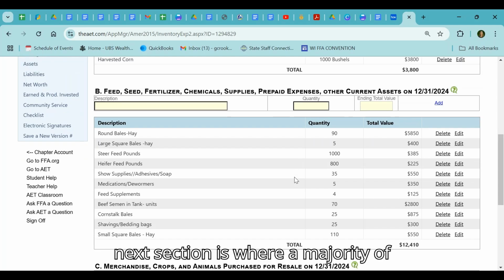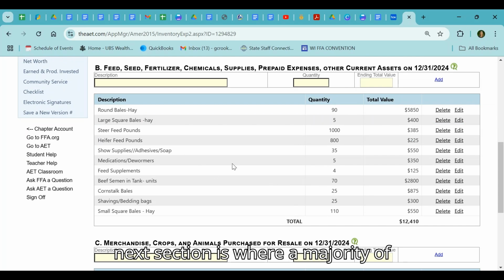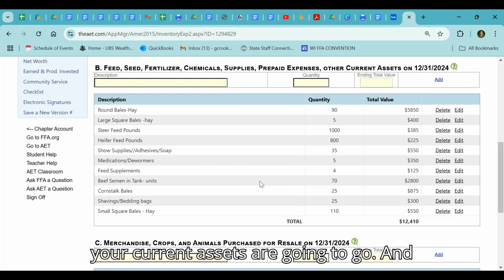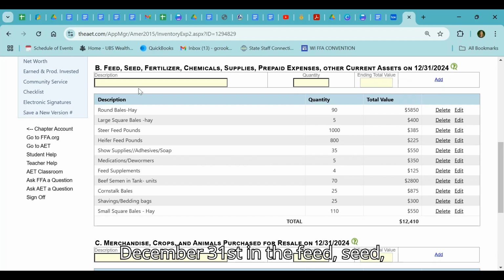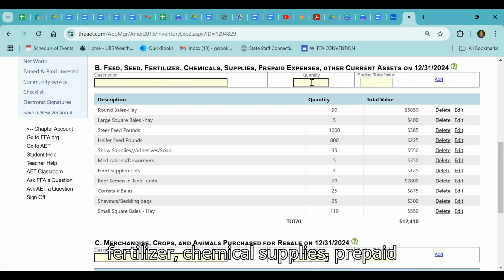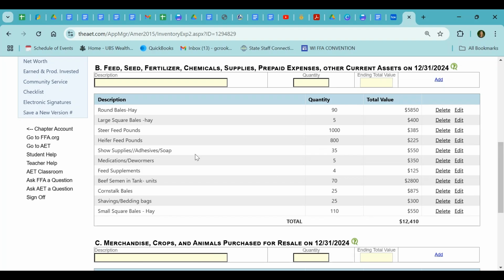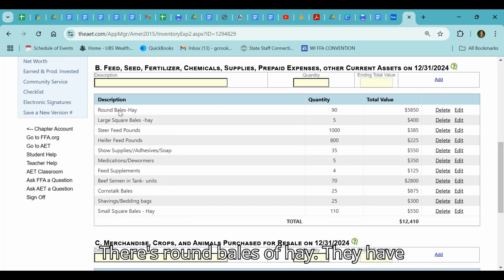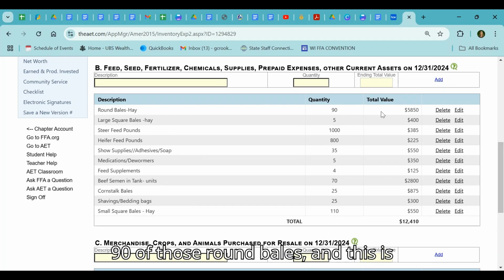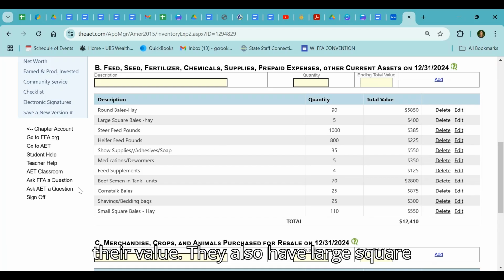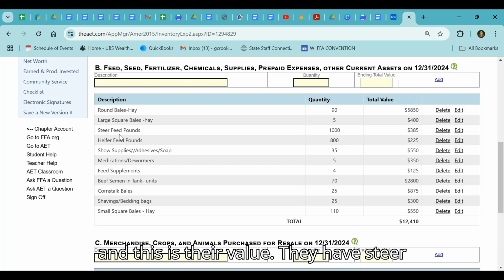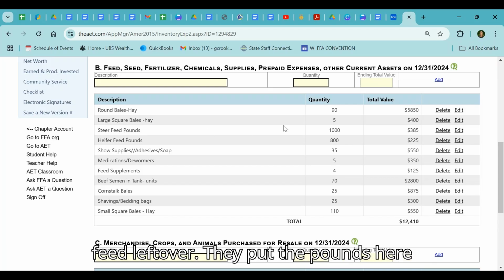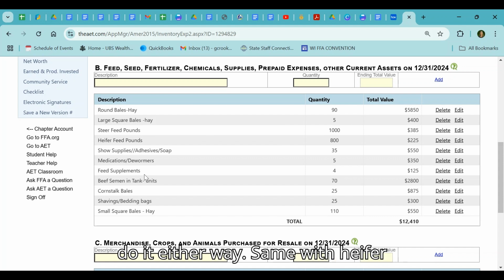The next section is where a majority of your current assets are going to go. And remember, anything you still have on December 31st in the feed, seed, fertilizer, chemicals, supplies, prepaid expenses, or other current assets. And so here's a bunch of examples. There's round bales of hay. They have 90 of those round bales, and this is their value. They also have large square bales of hay. They have 5 of those, and this is their value. They have steer feed left over. They put the pounds here instead of writing it in here. You could do it either way.